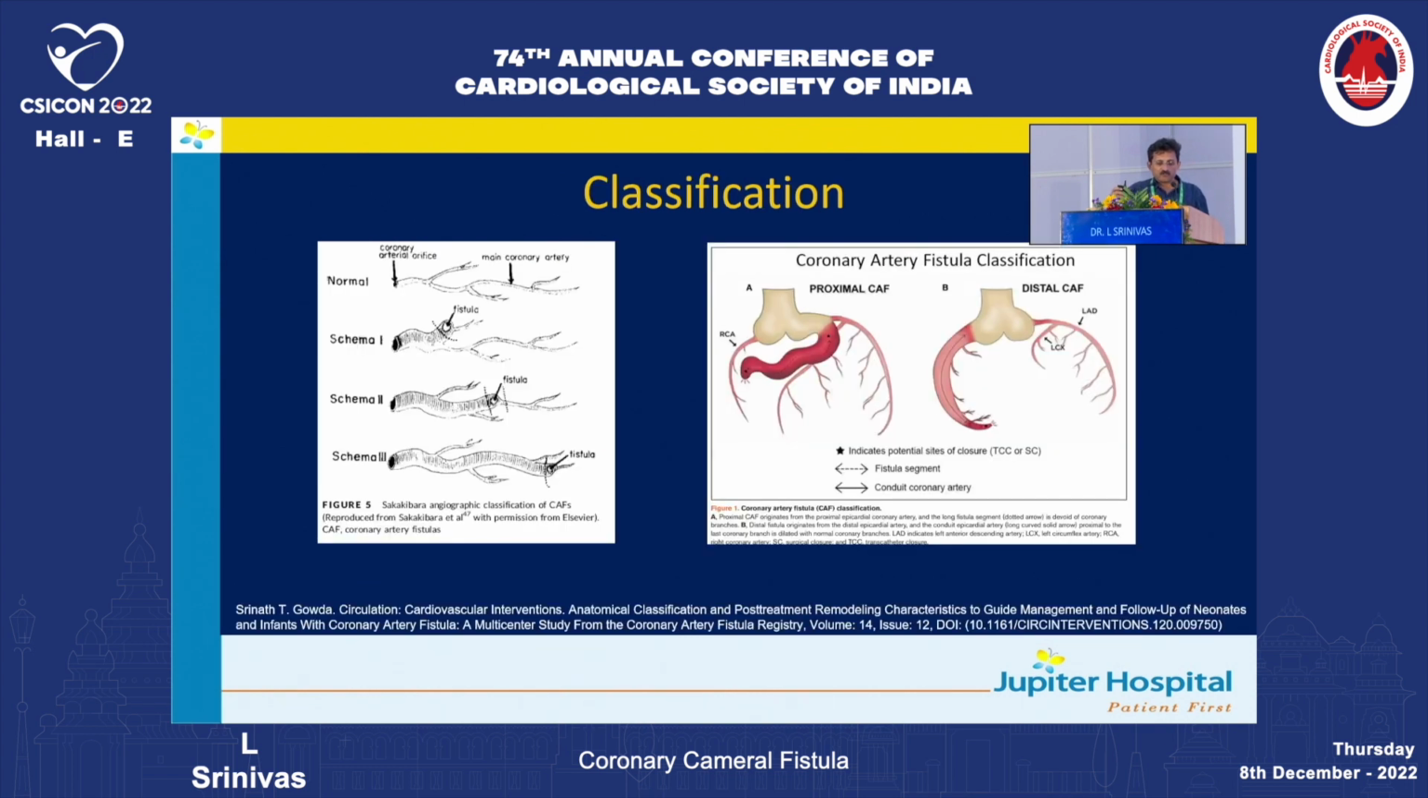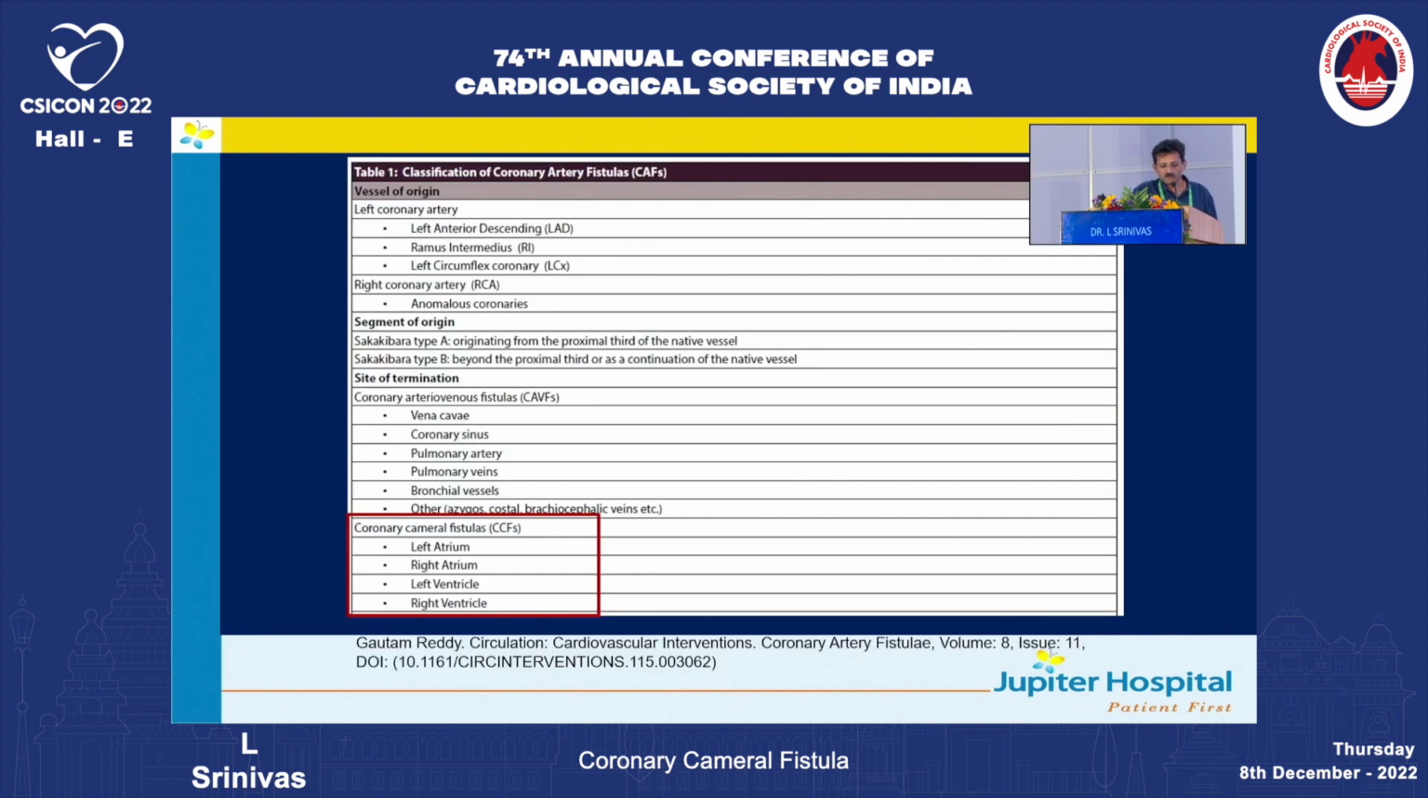So classification, nothing much has changed. This was the Sakakibara classification of the 1960s. So this is a recent classification which determined the location of this fistula either in the proximal segment of the coronary artery or distal segment of the coronary artery, which has implications on treatment and its ultimate outcomes. So we can classify these fistulas as either proximal or distal.